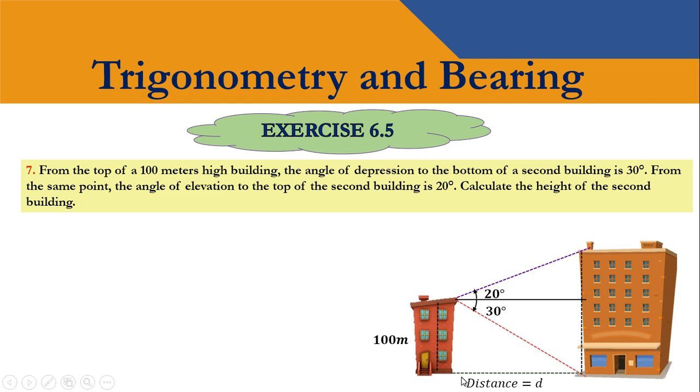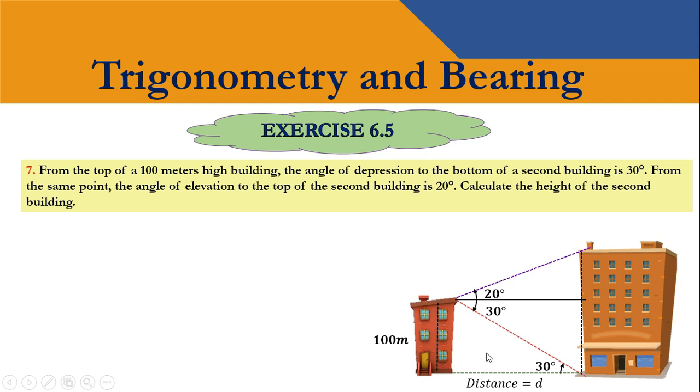First we need to calculate the distance between these two buildings, and we know that from the parallel lines that the alternating angles of the parallel lines are equal. So this angle is 30 degree, then this angle is also equals to 30 degree. So in this triangle we know the perpendicular, but we don't know the base, the distance between these two buildings, and we also know the angle of this triangle.